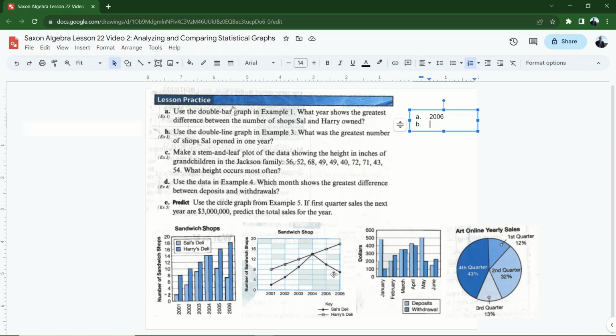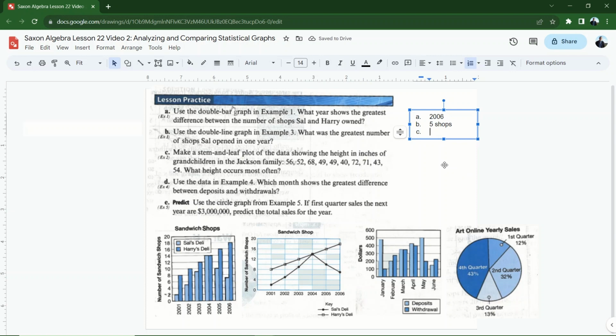All right, so let's take a look here. The double line graph: what was the greatest number of shops Sal opened in 1 year? Sal, remember, is the filled-in circles. The steepest line, oh, that's kind of nice. We can see how steep the line is to see how different the number of shops he opened. The steepest line is here, so this would be the greatest number of shops. It went from what looks like 9, halfway between 8 and 10, up to, let's see, 12, 13, 14. From 9 to 14, that's 5 shops.